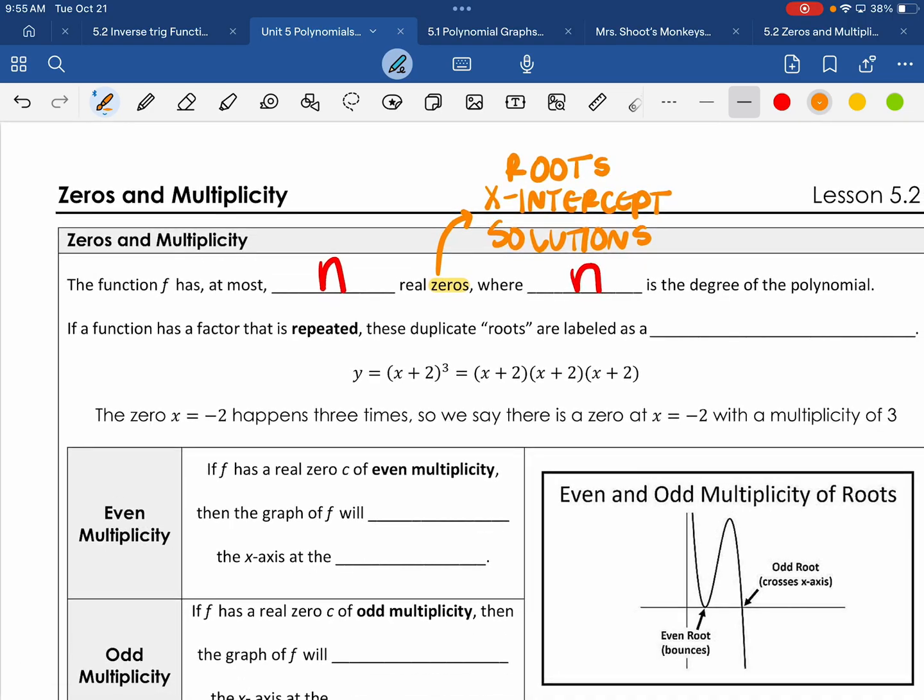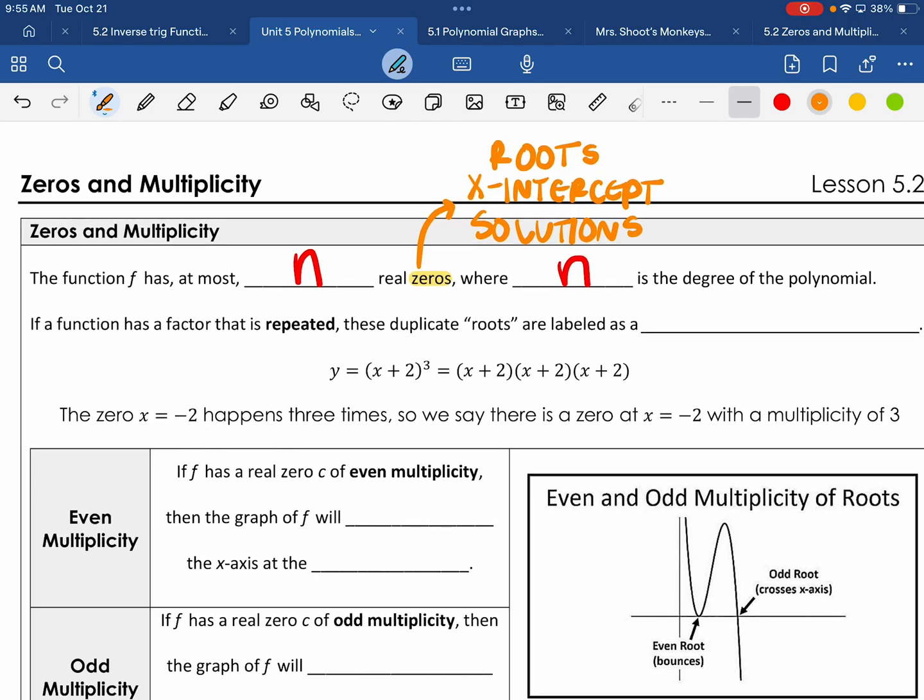So when I say that there is n number of zeros, it means it's going to cross the x-axis n number of times. Now what we're going to see today is repeated roots. So roots that are going to happen more than once. And repeated roots we will label with something called multiplicity.